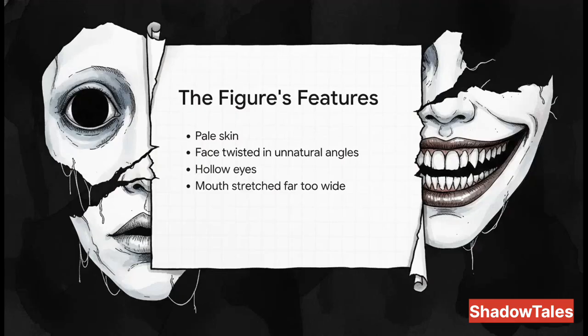This highlights a key principle of horror. It works best when it's specific. It's not just a scary ghost. It's the unnatural details. The face twisted at angles that shouldn't be possible. The mouth stretched far too wide. These elements violate our basic understanding of what a person should look like, and that triggers a deep, instinctual fear we call the uncanny valley.